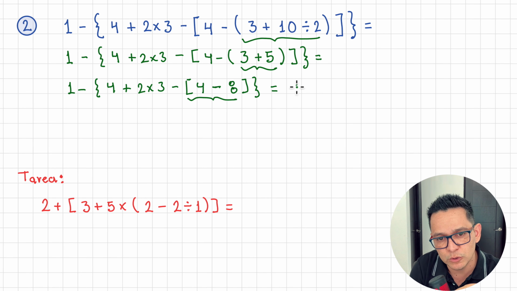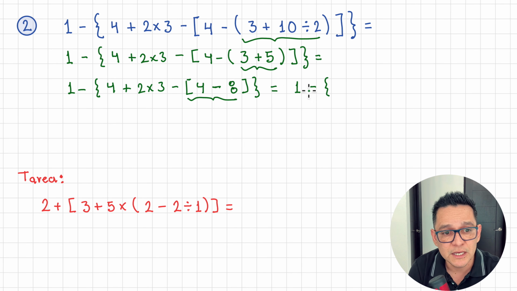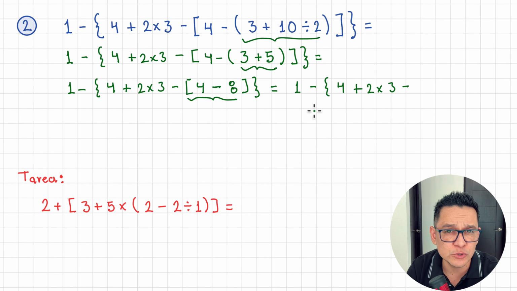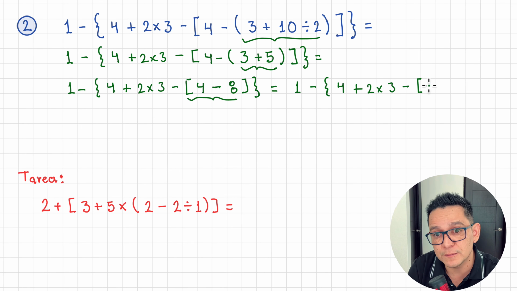Okay, so I'm going to copy this one. I'm also going to copy the minus sign, and we're also going to open the brace. And we write 4 plus 2 times 3. Let me write it down. 4 plus 2 times 3 minus, and we continue. Notice that inside the bracket we have 4 minus 8. But how much is 4 minus 8? Well, it's minus 4, so I'm still going to put the bracket here and write minus 4. I close the bracket, and I'm going to have to close the brace.